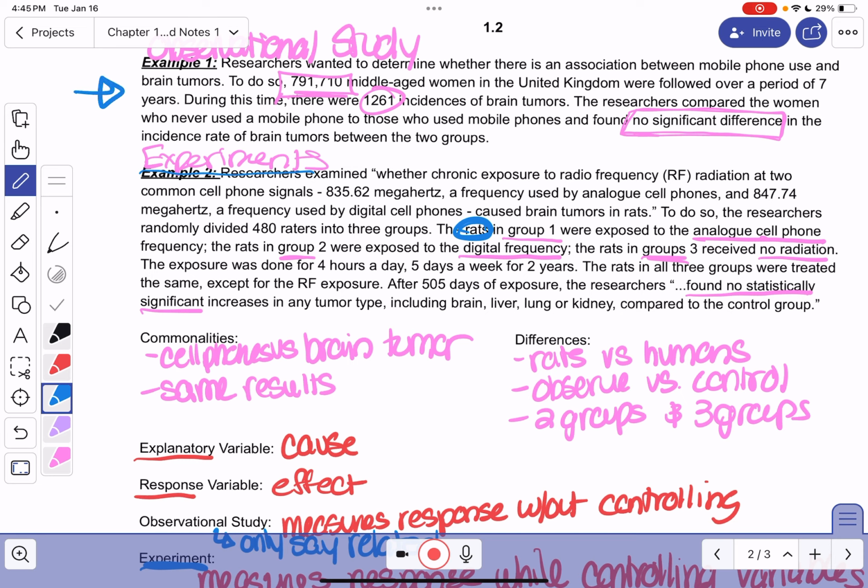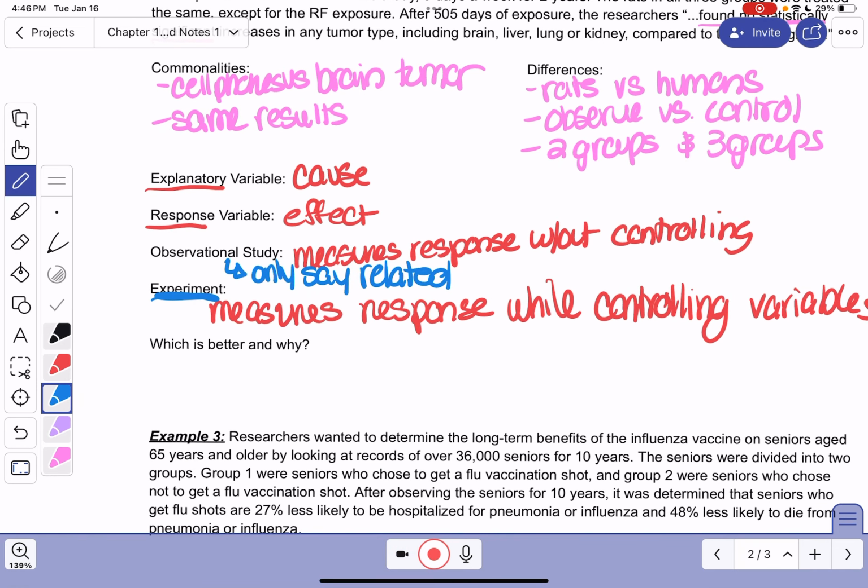Versus the study, they're not making anybody get radiation from the cell phones. People are choosing to use them and then they're looking at the results. So sometimes ethically, the observational study is better, but with an experiment your results are stronger. They can say this is more likely a cause than not.